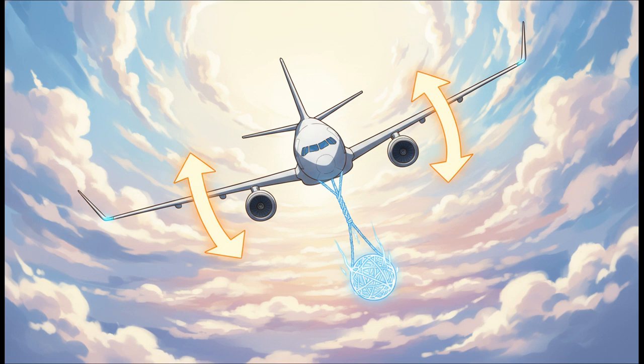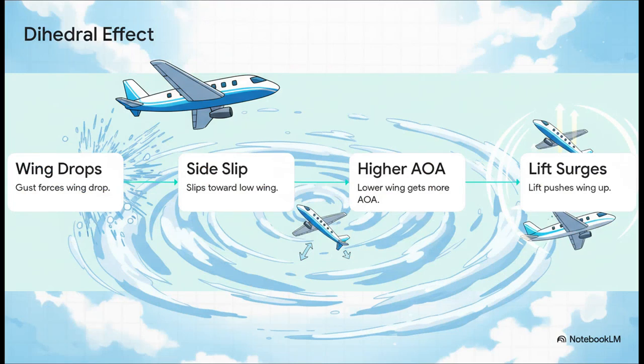But the most common design feature you'll see on training aircraft is dihedral. Dihedral is the slight upward V shape of the wings when you look at the airplane straight on from the front. Let's walk through the step-by-step process of how that V shape automatically saves your attitude.